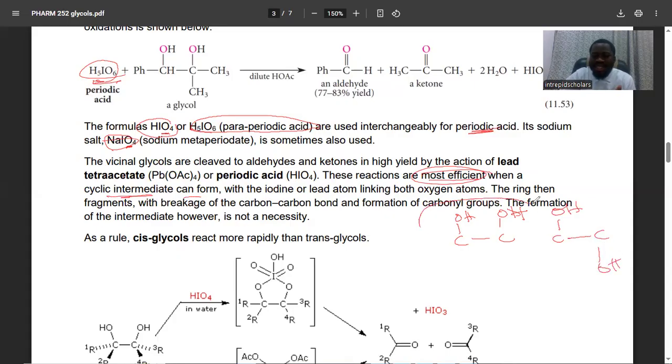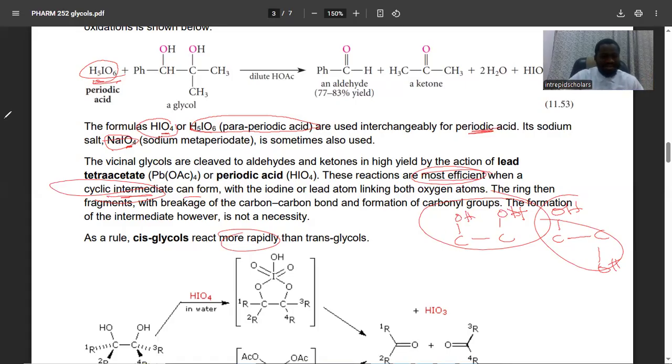Now you realize that the cis can form the cyclic intermediate. And forming the cyclic intermediate gives a more efficient reaction and hence the faster rate. The trans, on the other hand, cannot form the cyclic unless, of course, they rearrange. There's a rotation to form the cis one. Before now, they can form the cyclic one. So now it is not as fast as the cis. That is what we are saying. This is art. This is not science.